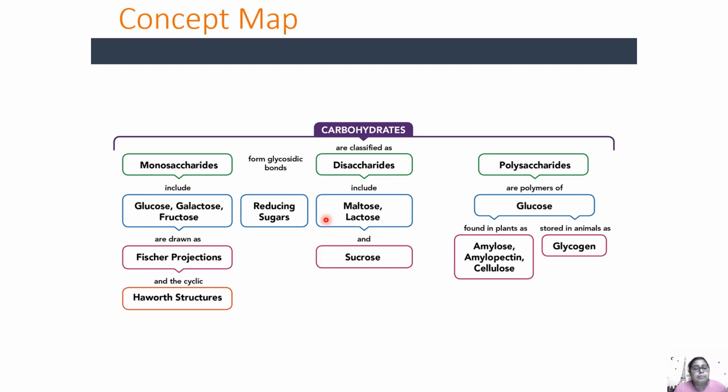Carbohydrates can be classified as monosaccharides, disaccharides, and polysaccharides. Monosaccharides will form glycosidic bonds to form disaccharides, and then polysaccharides. Monosaccharides include glucose, galactose, fructose, and can be drawn in two ways, either Fischer projection or the cyclic Haworth structures. Disaccharides can be reducing sugars like maltose and lactose, and non-reducing sugars like sucrose or trehalose. Polysaccharides are polymers of glucose, and as I said, they can be cellulose, starch, glycogen, etc.